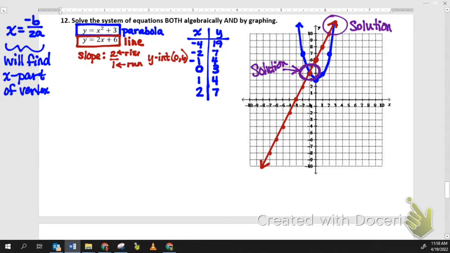Now we're going to do this algebraically. One of them, I'm pretty sure I can see that ordered pair. What does one of them look like? Negative 1, 4. That's really useful because since that's a whole number for the x, I know this is going to factor when I set them equal. To solve algebraically, you have to set them equal.